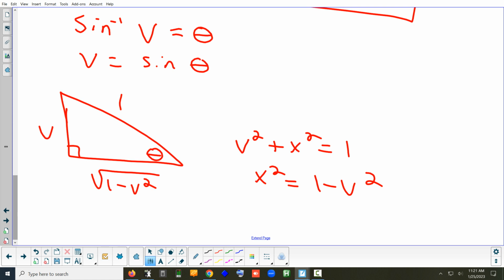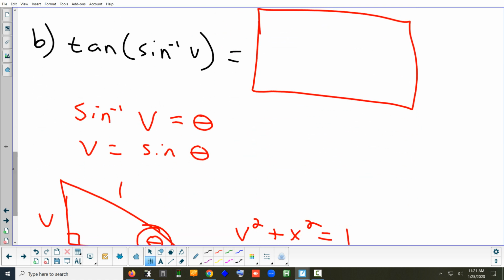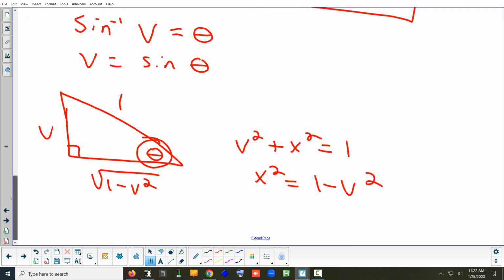So now, what do they really want to know about that angle? Tangent of... Well, they want to know the tangent of, what did we call this thing? Oh, the theta. That's my theta, right? Inverse sine is my theta. So they want the tangent of my theta. So tangent is what over what? Opposite divided by adjacent.